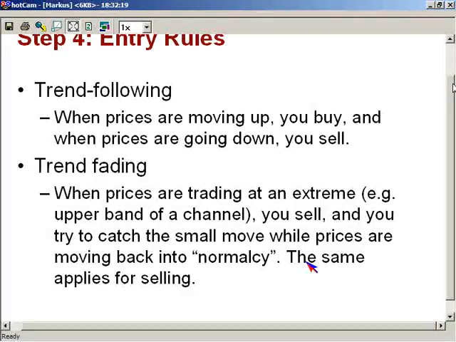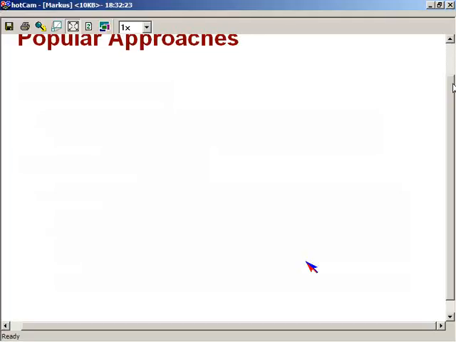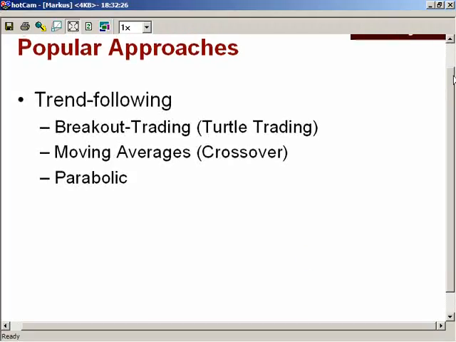Now, if you look around at all the trading strategies that are available here, you will see that we have many popular approaches that belong to either the first category or the second one. So what are popular approaches for trend following strategy? Breakout trading, like for example turtle trading.